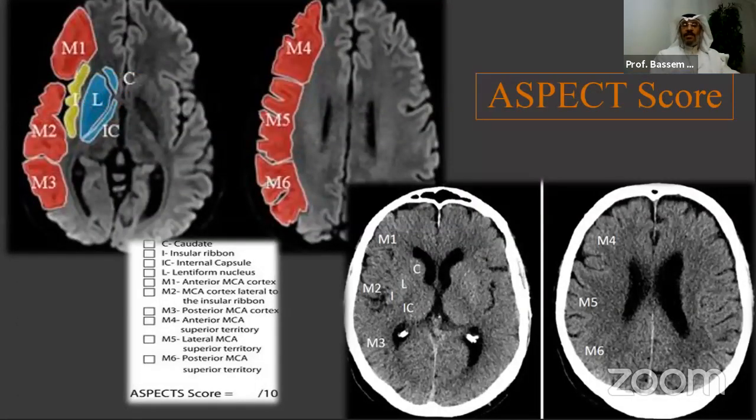Now, the ASPECT score is calculated in 2 levels on the non-contrasted CT scan, on the ganglionic level and on the supraganglionic level, where we look for the caudate, the lentiform, the internal capsule, the insula, and then the cortex. We divide into M1 to 3 at the ganglionic and 4 to 6 in the supraganglionic, giving a total number of 10 out of 10.